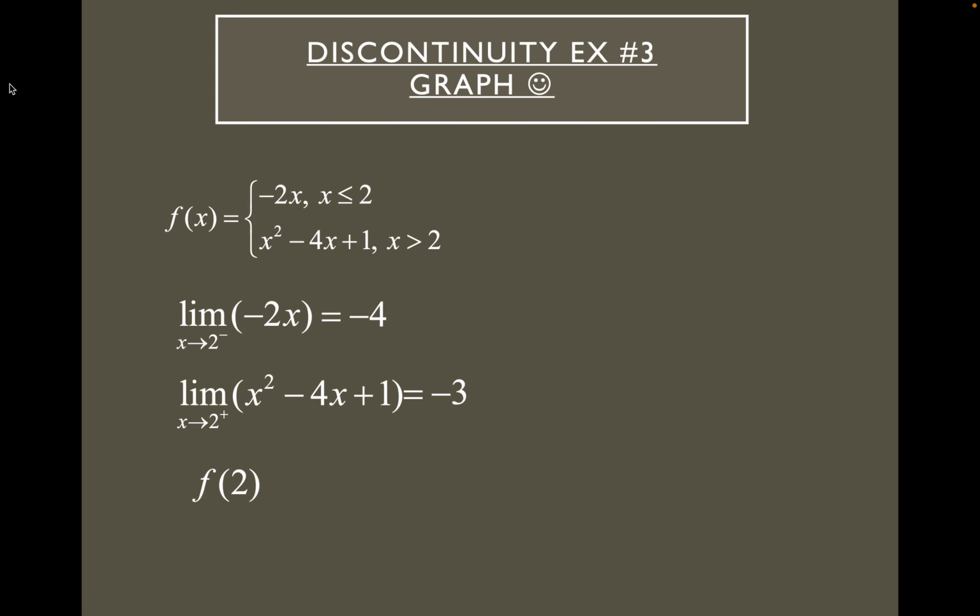Well, the limit of the function as x gets closer and closer to 2 from the right side, which means bigger than 2, I need to pick the second equation, the function x squared minus 4x plus 1. When I plug in 2, after the housekeeping, I got -3. So the first one, from the left side, I got -4. The second one I got is -3. What do you notice? The left side and the right side are not the same.